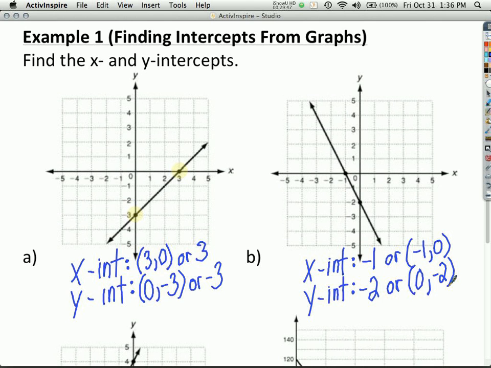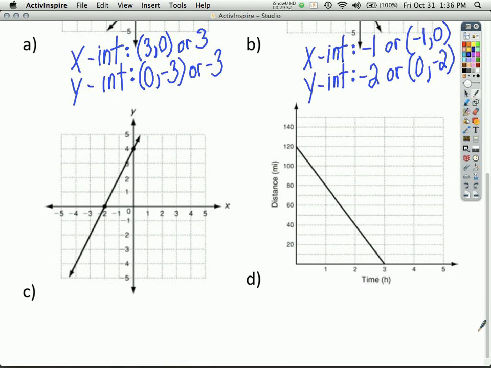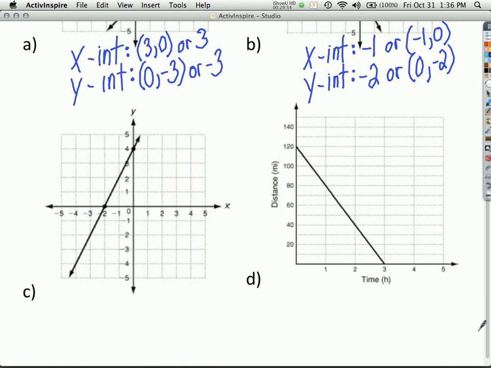So the last two, we're not going to actually actively do anything. I just want to show you that the pattern of the zeros continues. And then I have a real world example over here that I want to talk about. But if you look here, the x-intercept is at -2 comma 0. And the y-intercept is at 0 comma 4. So the zeros keep happening. So no matter what, if it's an x-intercept, it's going to have a 0 in the y position. And if it's a y-intercept, it's going to have a 0 in the x position. Any questions about that?